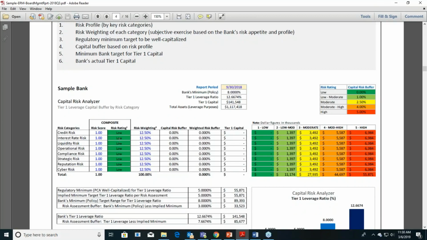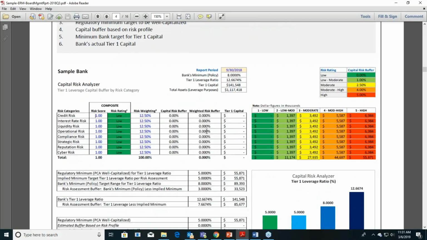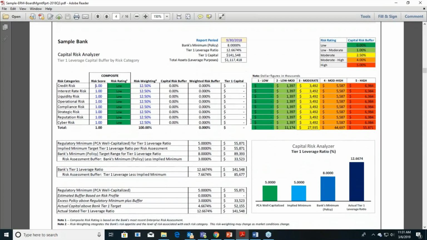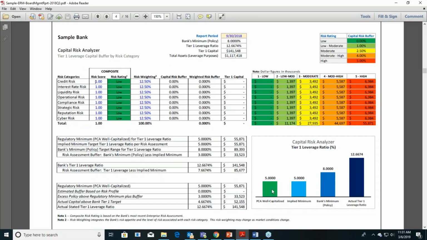Obviously, this isn't elaborate here. This is just kind of a mayonnaise effect. But by going through this process of tying in your composite risk score through ERM and risk weighting those categories and assigning a value to it, you can actually determine what the appropriate level of adequate capital is based on your risk profile. So if we're looking at tier 1 leverage, PCA well capitalized is 5. Now, if this model had data in it, it would indicate what's the implied minimum based on your risk profile. Maybe it adds 1 or 1.5%, 2% to it.